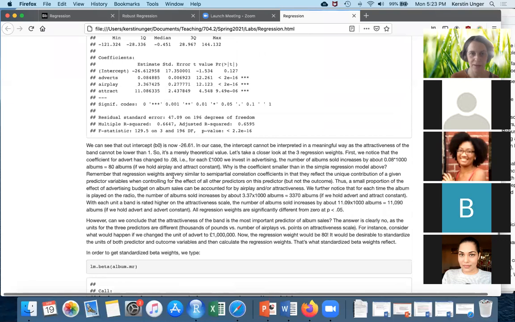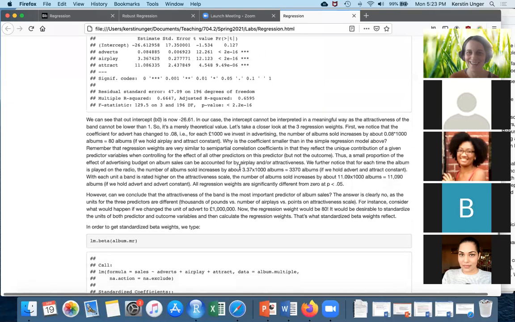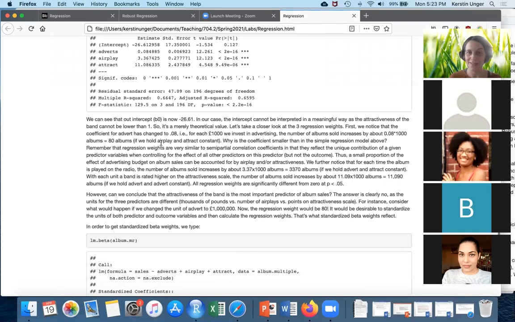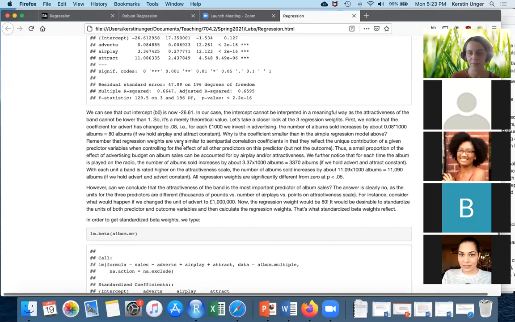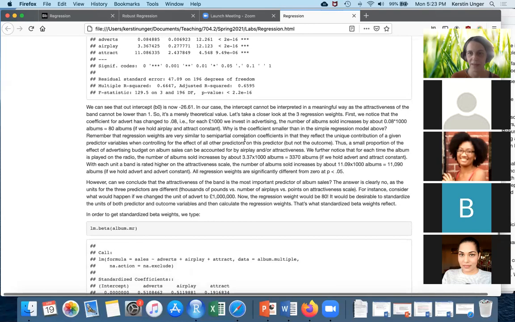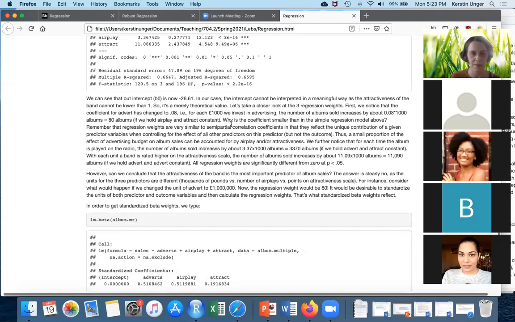So interesting, right? So that means for each £1,000 that we invest in advertising, the number of albums that we sell increases by 0.08 times 1,000, so 80 albums, if you hold airplay and attractiveness constant. So I say here it's smaller, but actually it's not small.